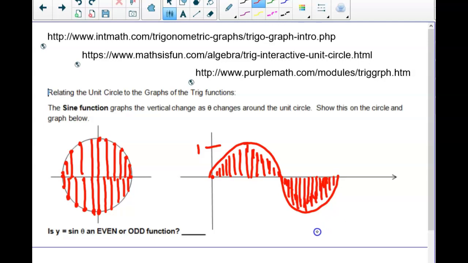Okay, so that's what a sine graph looks like. It is a wave. It repeats over and over, so it would continue to go this way, and it would continue to do that again. That is called a periodic function when it repeats, okay? So the sine graph graphs the vertical change y as theta moves around the unit circle.